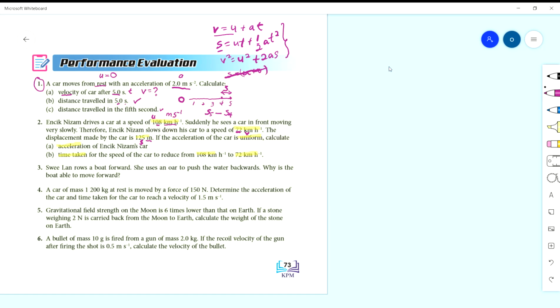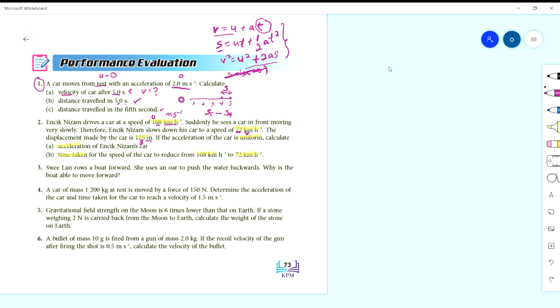So v squared equals u squared plus 2as. Okay, calculate the a. First cari a dulu, lepas tu baru ganti dalam equation. Then time taken pun sama juga. You're going to use the same equation. You get the a, so you might use v equal to u plus at, so you get the t.